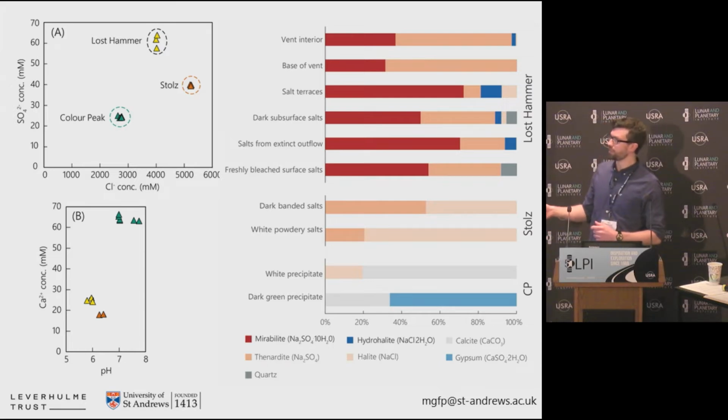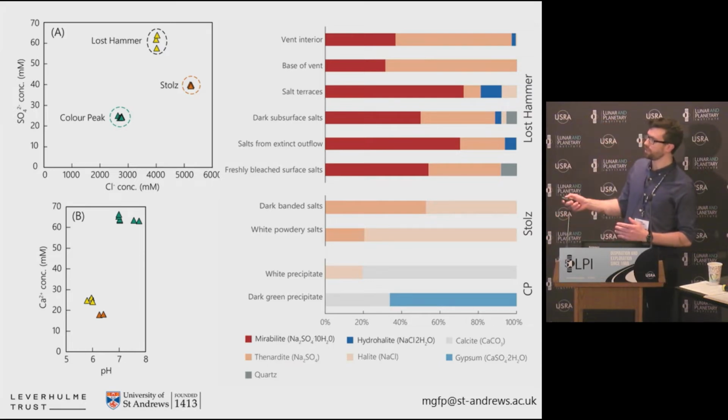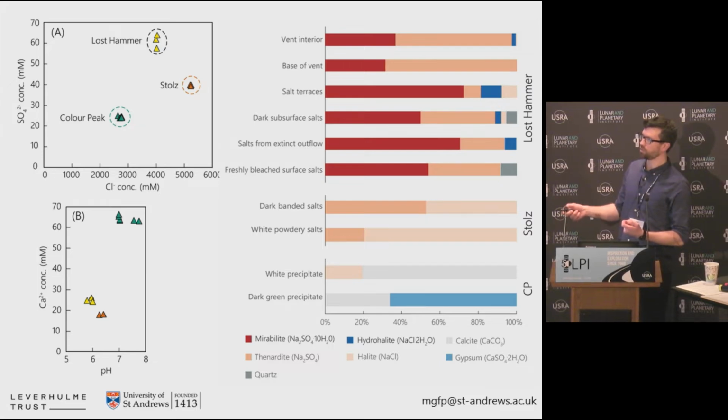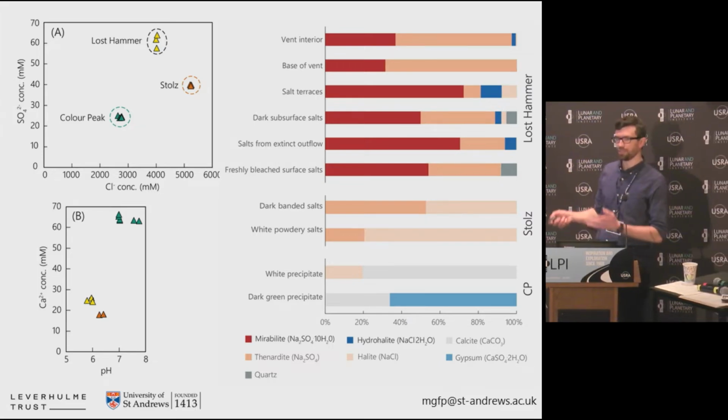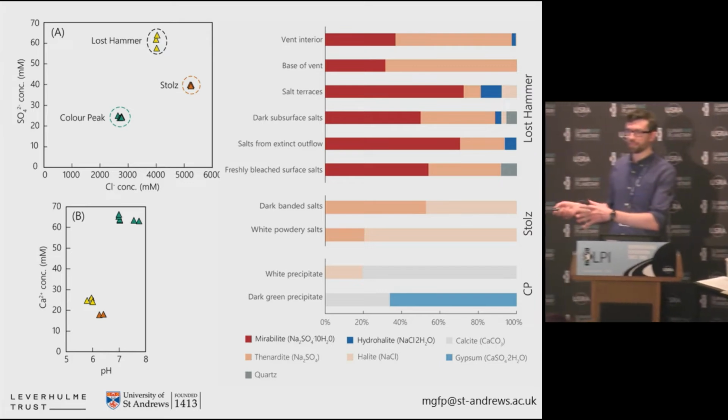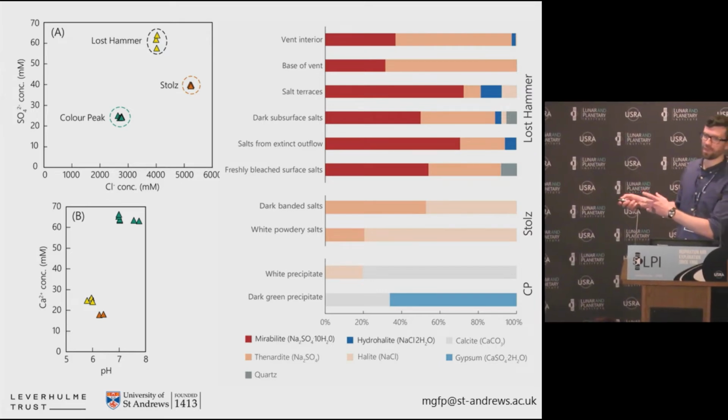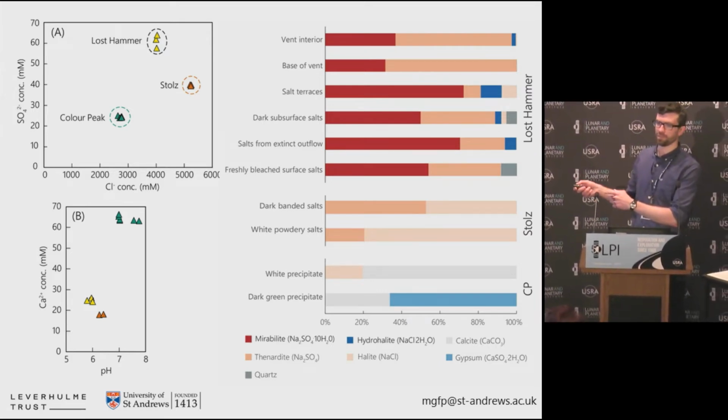So if we look now at the actual composition, Lost Hammer is really dominated by sulfate salts. These dark bands are mirabilite, polyhydrated sulfate. We get up to sort of 100% sulfate in some cases. And it's important to point out that whilst this has the highest sulfate content of the 3 springs, we're still looking at about 100-to-1 chloride to sulfate ratio. This is showing us that, at least on a local scale, you can get a very sulfate-rich mineralogy from basically a chloride-dominated fluid.